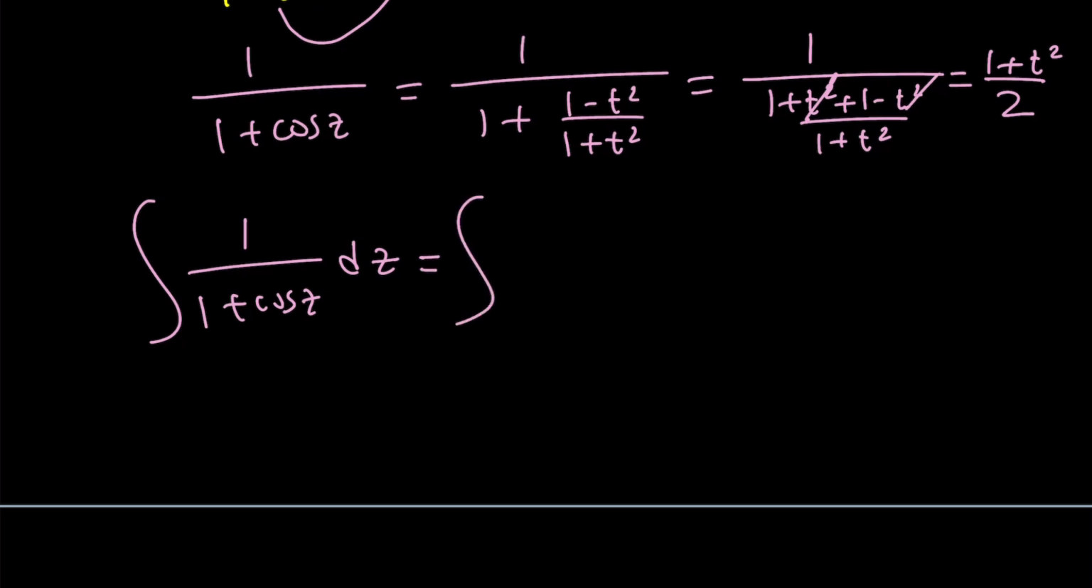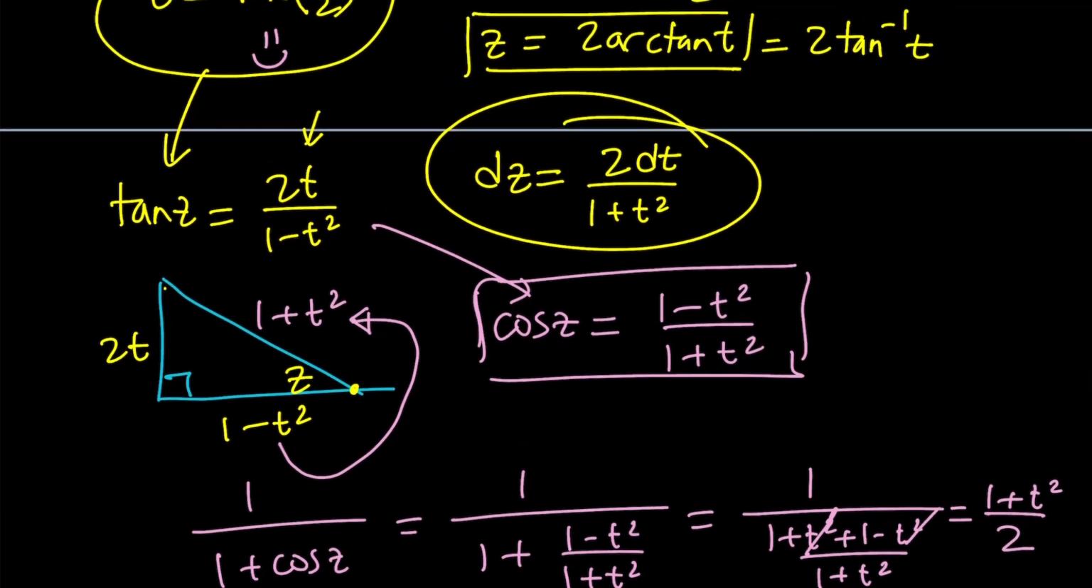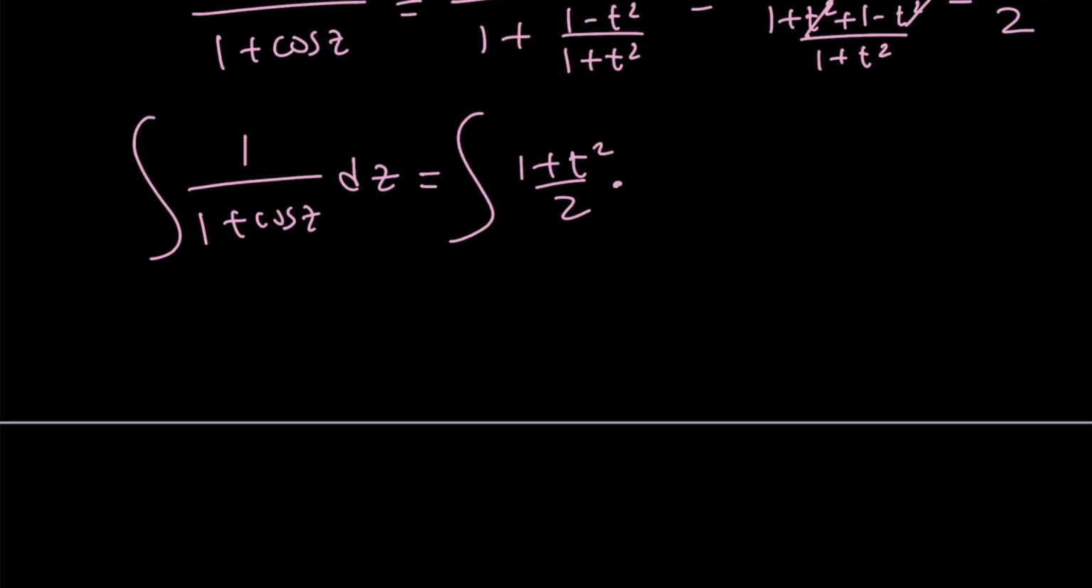So we're going to replace the 1 over 1 plus cosine z with 1 plus t squared over 2. And what is dz equal to? Remember that? 2 dt over 1 plus t squared. And that's just awesome. Take a look. Everything will cancel out except for dt.